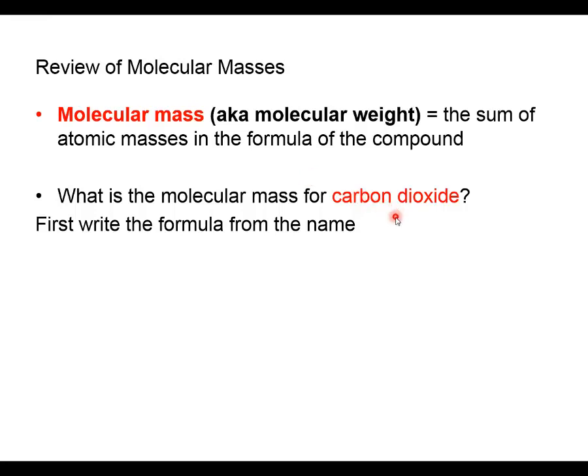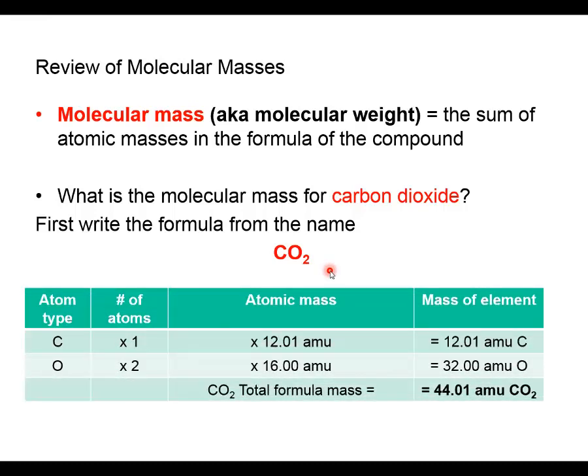Okay, so first of all, what is the molecular mass of carbon dioxide? So I need to be able to write the formula from the name. So hopefully you recognize that as CO2. Next, I can set up a table to calculate its molar mass. I like to put the type of atom in the table, so I have carbon atoms and oxygen atoms in my table as my first column.